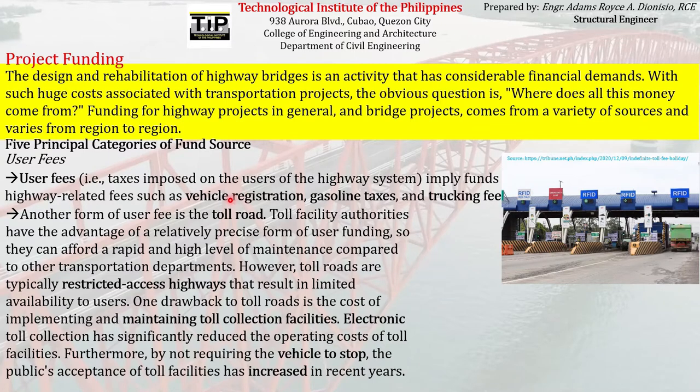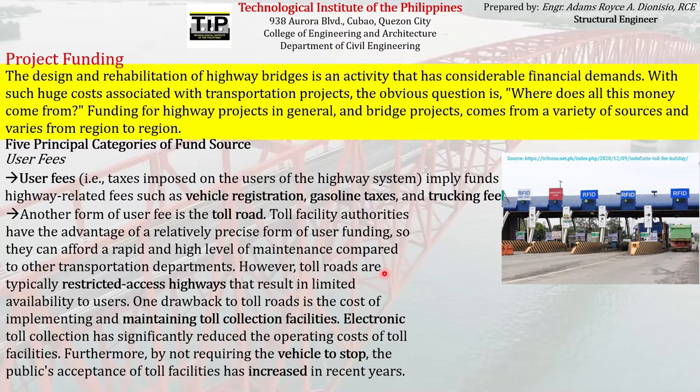So aside from vehicle registration, gasoline taxes, and trucking fees, another form of user fee can be in the form of a toll road. In a toll road, there is usually a toll gate like this one, wherein the authorities for that particular highway or bridge or highway system in general collect the fund, the money, the user fee, or simply the toll from the users of the particular highway system. So in general, it is the users that provide the fund for the maintenance as well as the needs of a particular highway system.